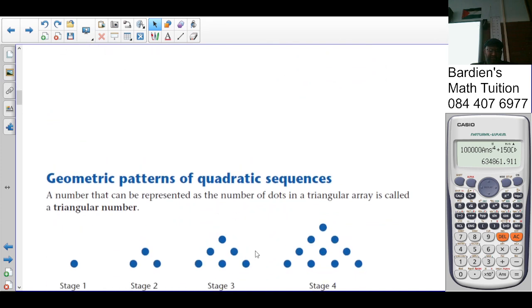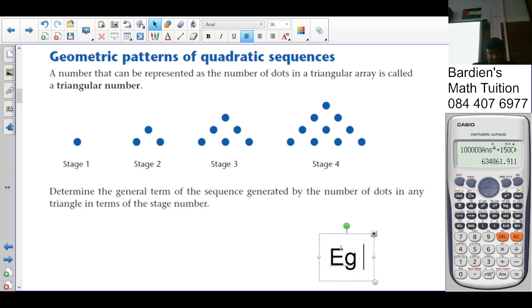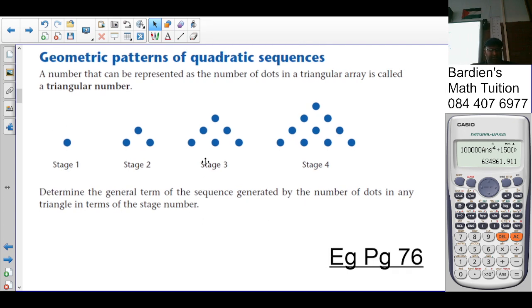Okay, your heading for today is geometric patterns of quadratic sequences. Geometric patterns of quadratic sequences. Okay, can I start? Which page are we reading from? Example, and it's on page 76. Okay. So geometric pattern of quadratic sequences.